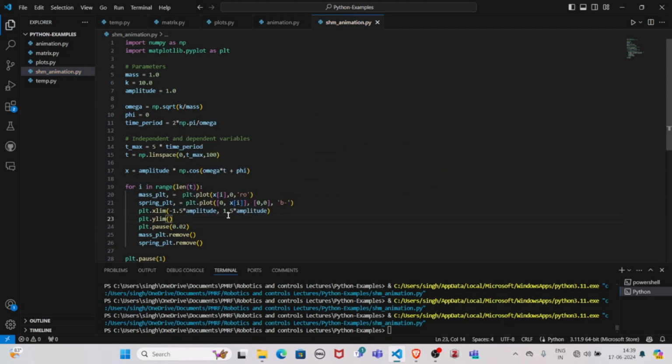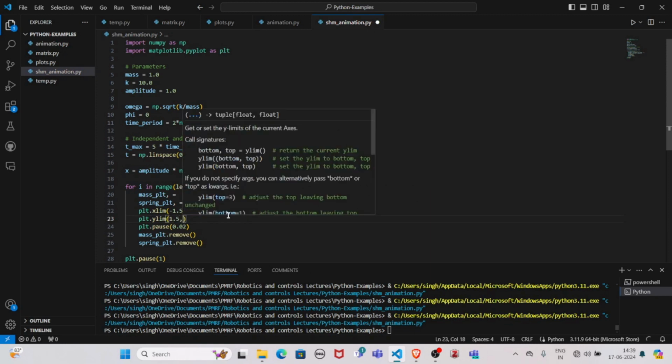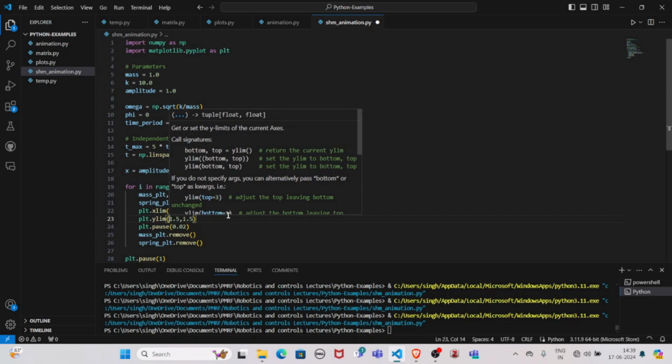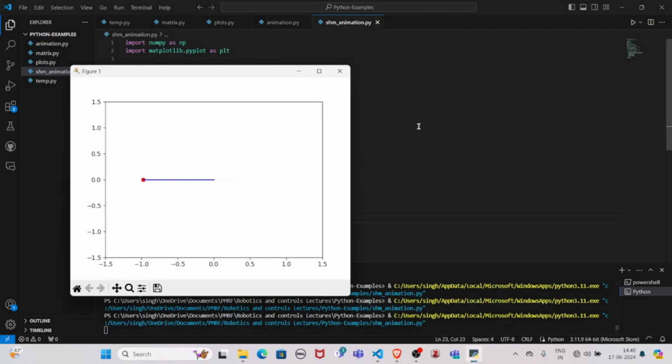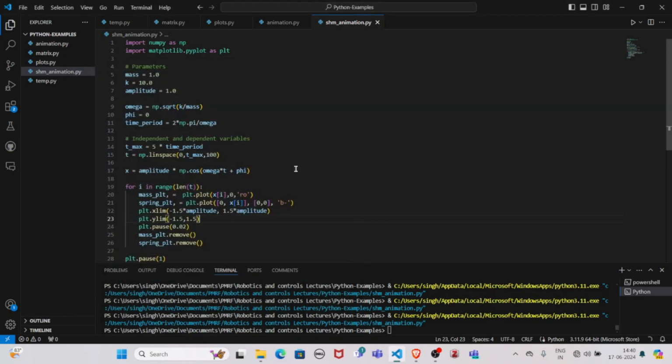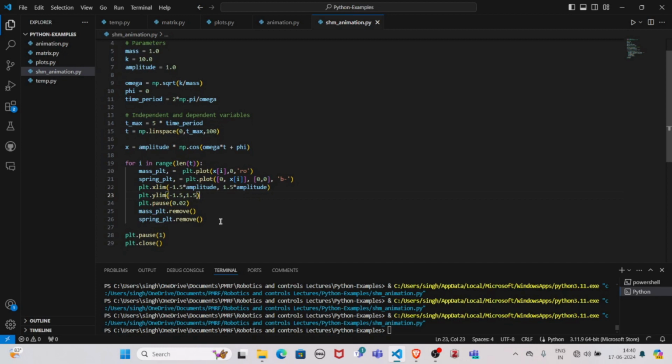Same with y, but because there is no motion in y, we can just simply say minus 1.5 comma 1.5. So this should fix that initial problem, that the frame itself becomes bigger. It will not happen now. Let's see how it behaves. Okay, so as you saw, initially there was no increment, the frame was not changing at all.